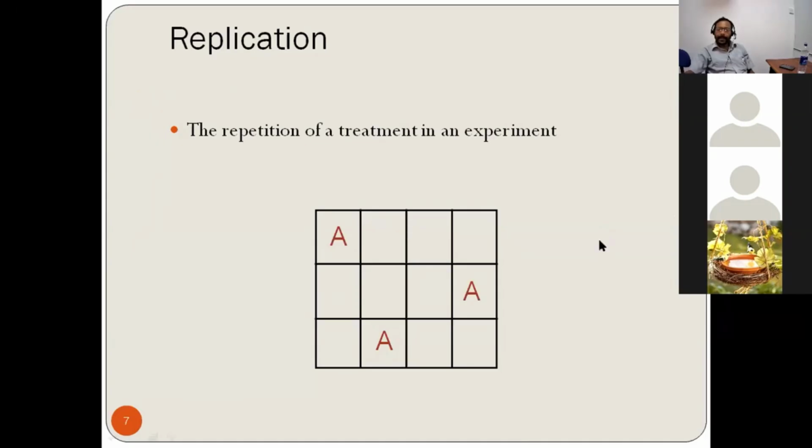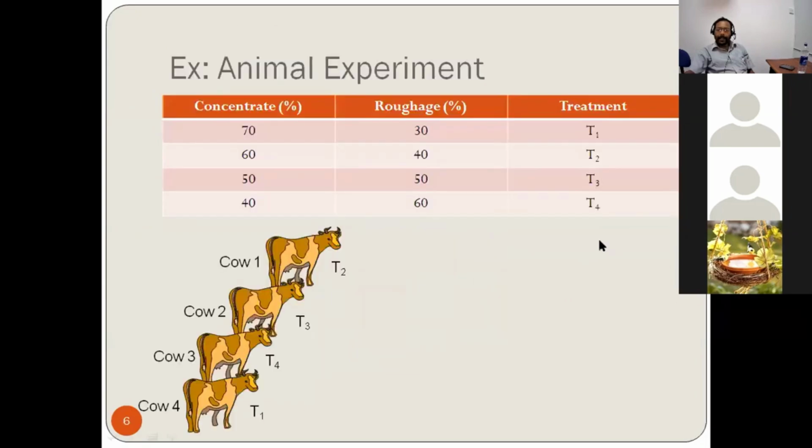Earlier in this example, can you tell me how many times treatment 1 appears? One time. So treatment 1 is appearing only one time. Treatment 2 is appearing only one time. Treatment 3 is appearing only one time. 4 is also appearing one time. So this is only one replicate. All the treatments are appearing only once, so it is one replicate.